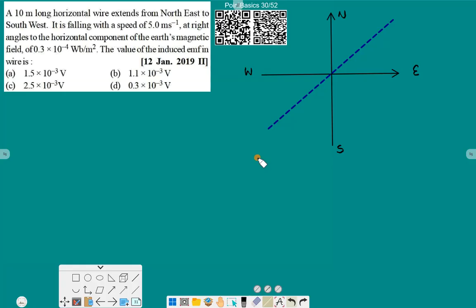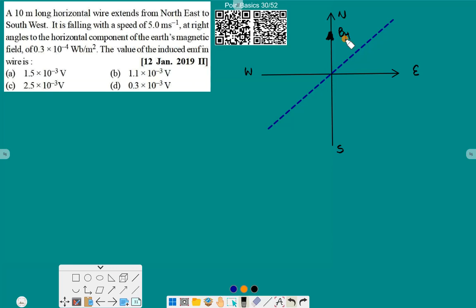And it is falling with the speed of 0.5 meter per second at right angle to the horizontal component of Earth's magnetic field, and the horizontal component's value is given. The value of induced EMF in the wire is, now the horizontal component of Earth's magnetic field is from the south direction to the north direction outside of the Earth, meaning on the surface of the Earth. So our horizontal component is something here.